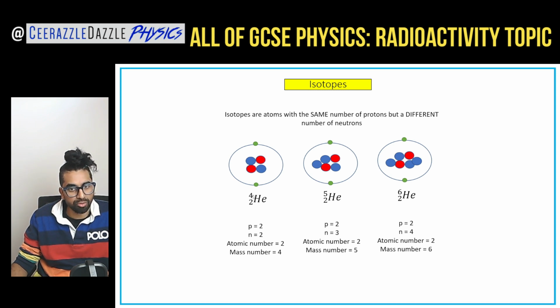Hence why it's going to go from 4 to 5 to 6, because this one has 2 neutrons here, so therefore there's 4 nucleons in total. This one is 5 in total in the nucleus. This one is 6 in the nucleus, hence why it's over here. So isotopes have the same number of protons but a different number of neutrons.